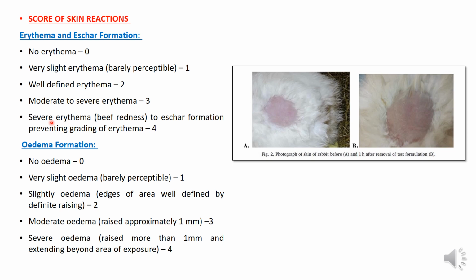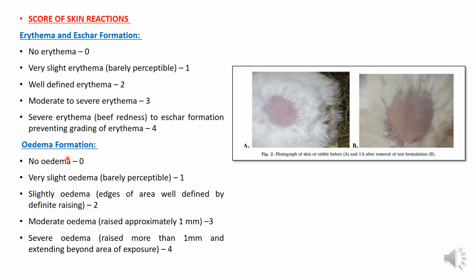So basically, what do we mean by scar? Scar is nothing but the collection of dry and dead tissue around the wound. So if there is erythema and it is not possible for you to grade the erythema due to the scar formation, which, as I just told you, is the dead and dry tissue around the wound, then in such a case we will give the score as 4.